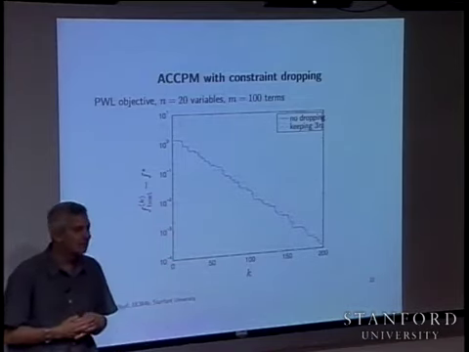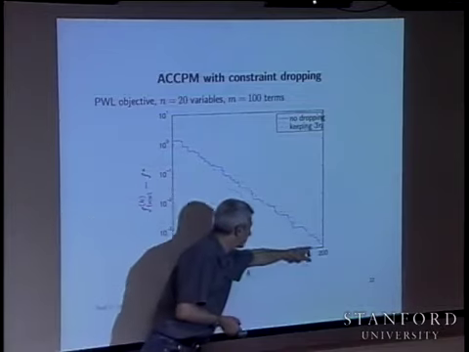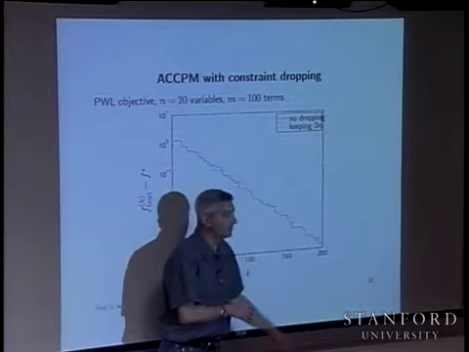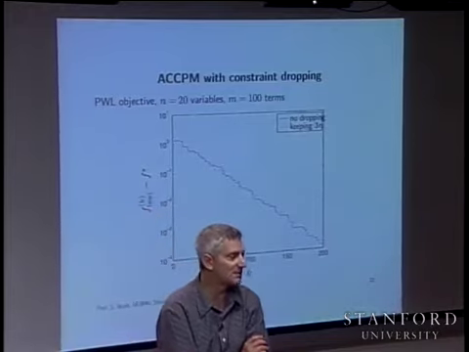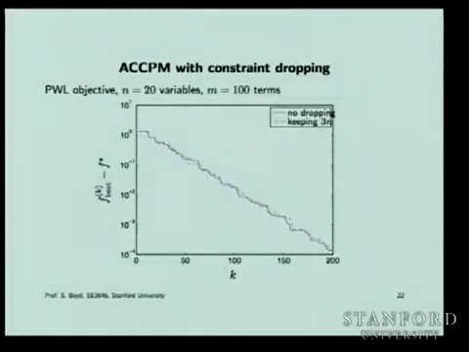When you drop or when you don't drop? Both. The blue is no drop. The red is keep 60. So you're dropping it. What is it? 240 over 60. Yeah.